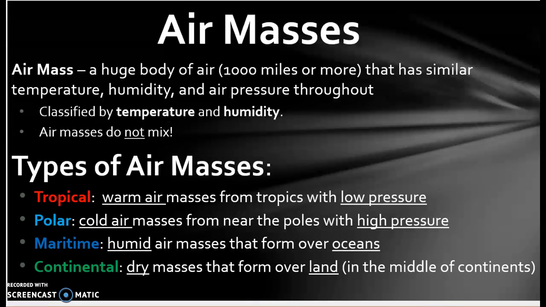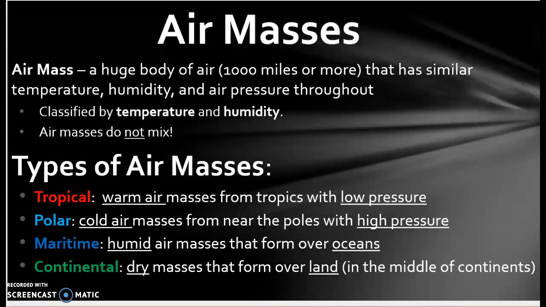So they're classified by their characteristics. They're classified by temperature, they're classified by how humid they are, they're classified by whether they're high or low pressure. And remember what we talked about on Friday, air masses may bump into each other and form a front, but they do not mix. It's very important that you remember that. So there are 4 different types of air masses, and you need to know these 4 different types. There are tropical, polar, maritime, and continental air masses.